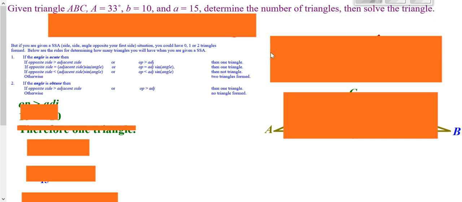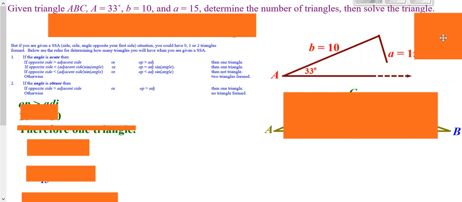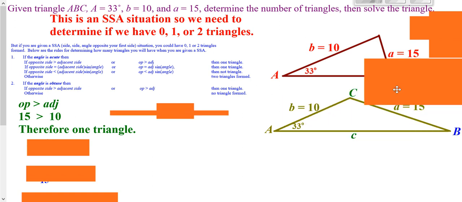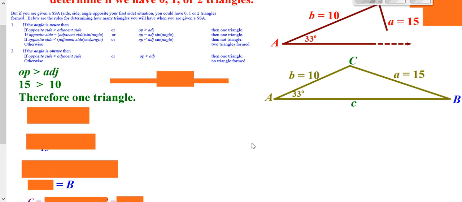So I draw this out. It's a side-side-angle situation. Notice my opposite side 15 is greater than my adjacent side, so therefore it's only one triangle. A triangle that looks like this, where the opposite side is longer than this. So it's only one triangle. I can just do law of sines. I don't have to worry about two triangles.